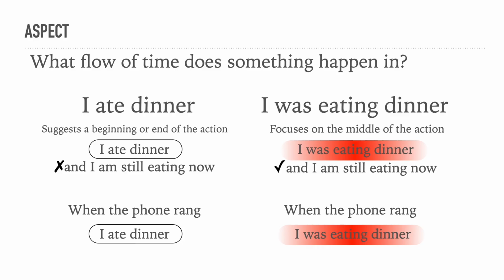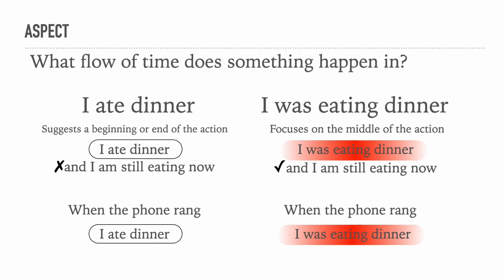And that's because "I was eating dinner" is more of a progressive, non-complete act. "I was eating dinner" doesn't necessarily say that you stopped. However, "I ate dinner" makes it clear that you are not doing it anymore because you finished the job. So if we said, "I ate dinner and I am still eating now," that sounds a bit weird.